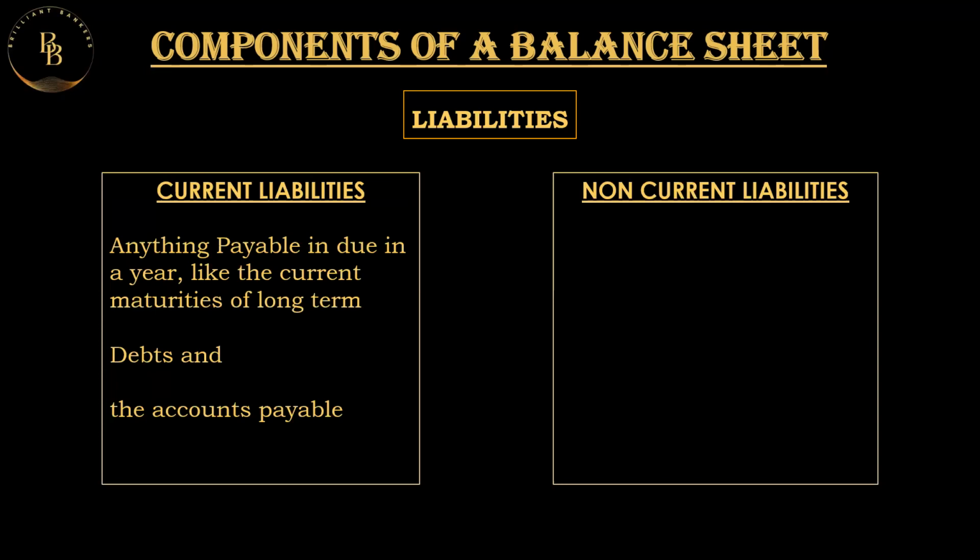So, if there is rent to be paid, anything that is due, the telephone bills, the electricity bill, everything that is due in that period is called a current liability. Any debts that are to be cleared in that financial year are called a current liability. And the accounts payable, that is the bills payable to any person, is called a current liability.